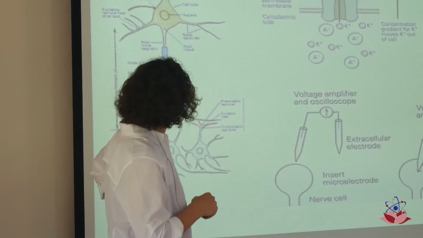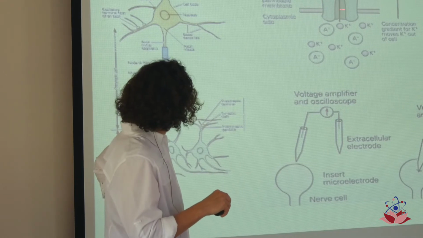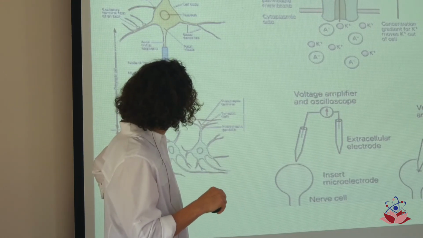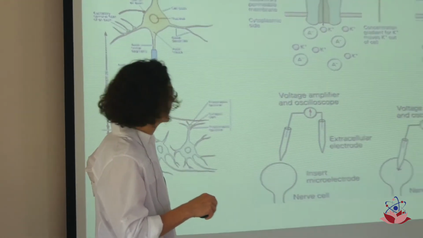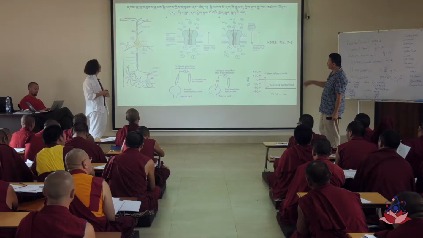And here we're talking about the nature of the cell membrane. So this is the bilayer of fats that makes up the cell membrane, and this is a cross-section through that membrane.